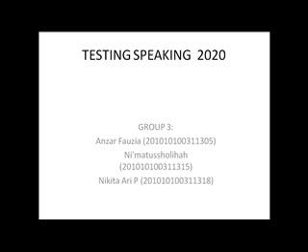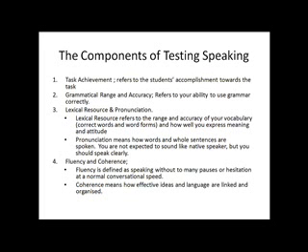Okay, let's see. These are the components of testing speaking. The first is task achievement, which refers to the student's accomplishment toward the task. The second is grammatical range and accuracy, which refers to your ability to use grammar correctly.